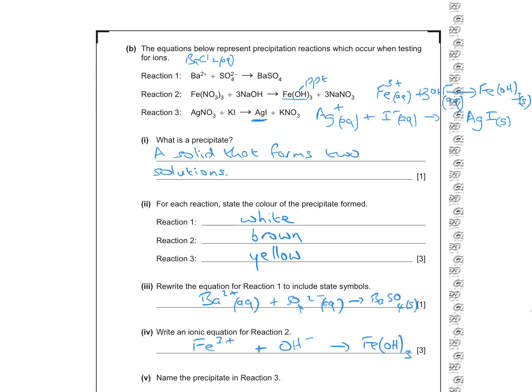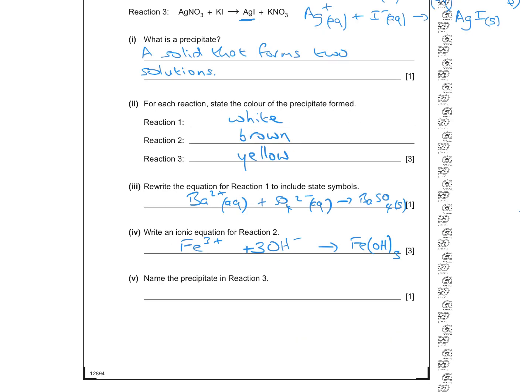Now it needs to be balanced. You can see here that I've got 3 hydroxides, so I need to put a 3 in front of that. Now you might be thinking, okay, what about the state symbols? Well, if the question doesn't ask you for them, you don't have to put them in. You see in this question, part 3, it does state that state symbols have to be included, whereas here it doesn't mention it. So I would just leave them out. And the precipitate in reaction 3 is silver iodide.